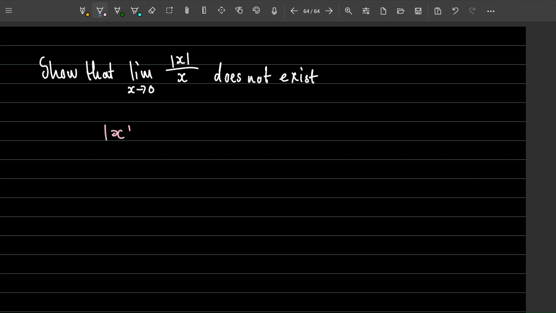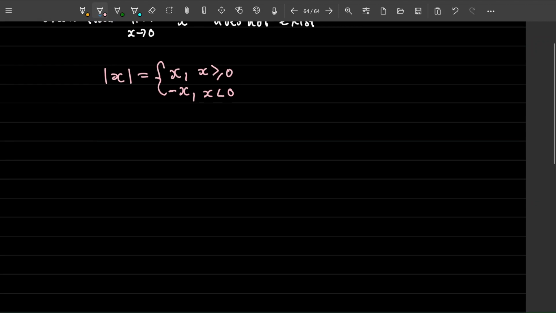So you start with modulus of x. What is this equal to? This is equal to x provided that x is greater than or equal to 0. And it is equal to negative x if x is less than 0. If x is a negative number, then we put another negative in front to change it to positive.